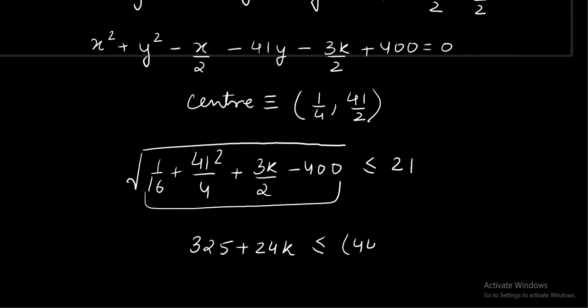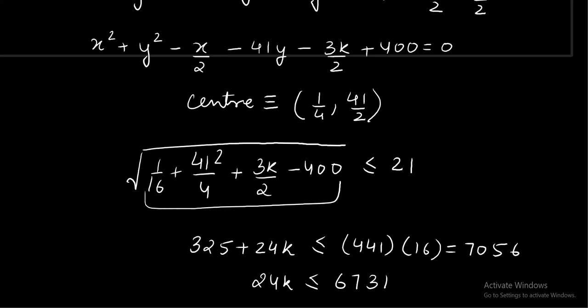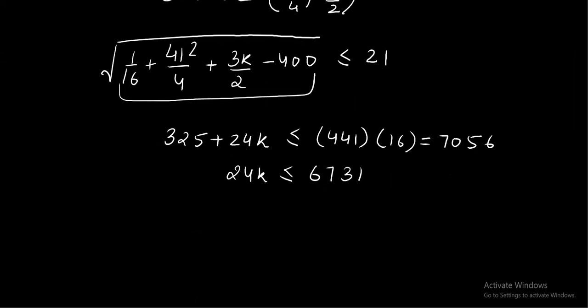That is, it will be 441 multiplied by 16. So 441 multiplied by 16 actually turns out to be 7056. We will solve further. So 24k turns out to be less than or equals to, just shift 325 to the right hand side. You will be getting it as 6731. Solving it further, because I'm going to get the value of k. Some values of k are getting shortlisted here. We get k less than or equals to 6731 divided by 24, which approximately turns out to be 280.4.